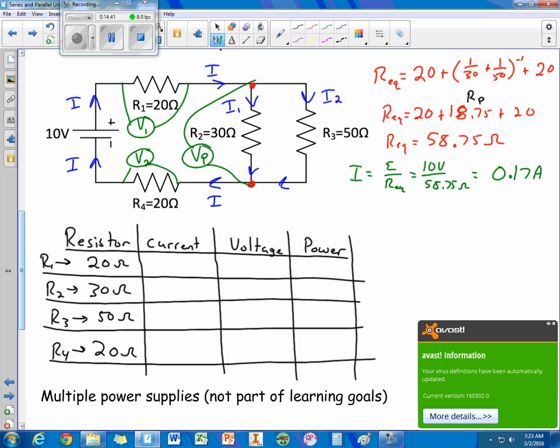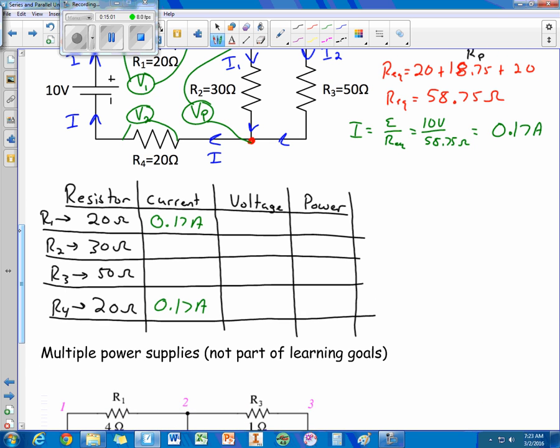Now, immediately I can start putting things in my table. That means going through R1, I have a current of 0.17 amps, and going through R4, 0.17 amps. So I can go and put those in my table. Now, what I can do is I can start to calculate my voltage drops. V equals IR. So for R1, it's just going to be 20 times 0.17. So that's 3.4 volts. And then I get the same thing across R4.